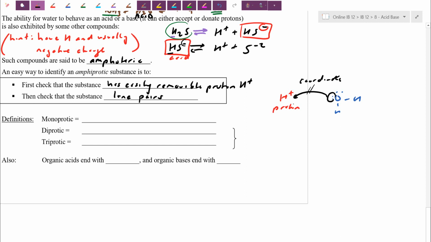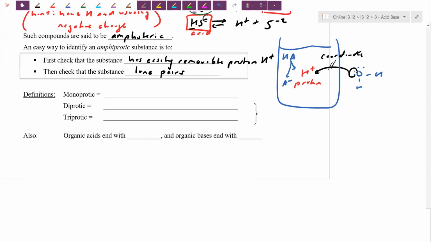This football normally would come from another acid, so maybe I have in my solution a bunch of HAs holding hands. When they actually break up, they separate to become H+ and A-, and basically water is willing to pick up the proton, so water can act as a base from this HA here.